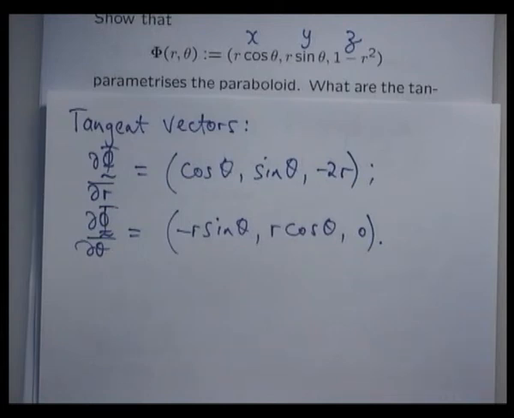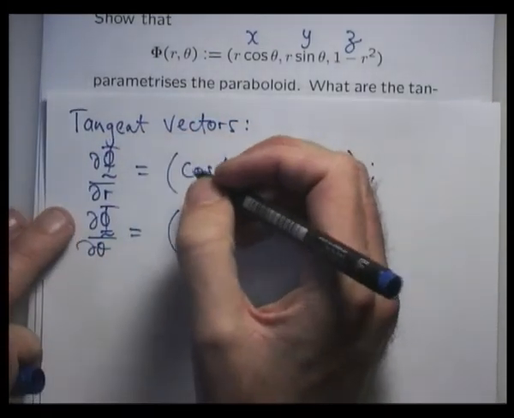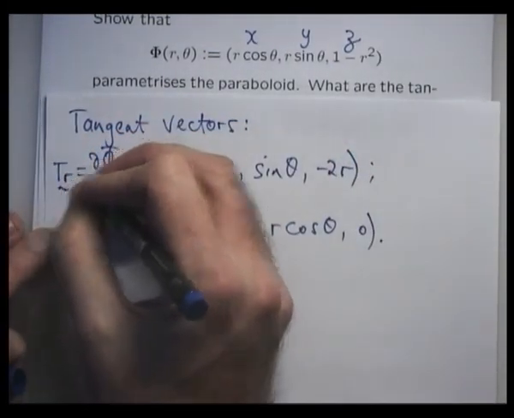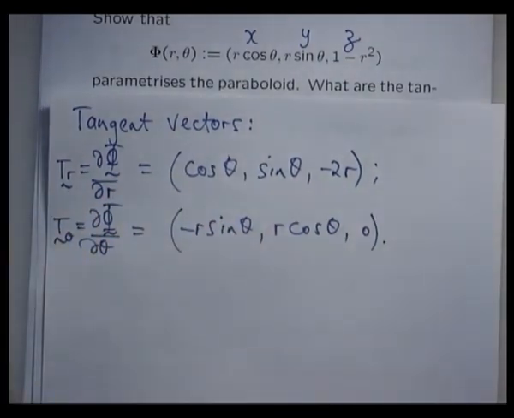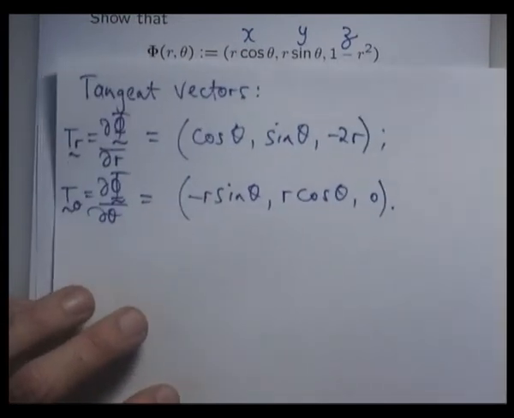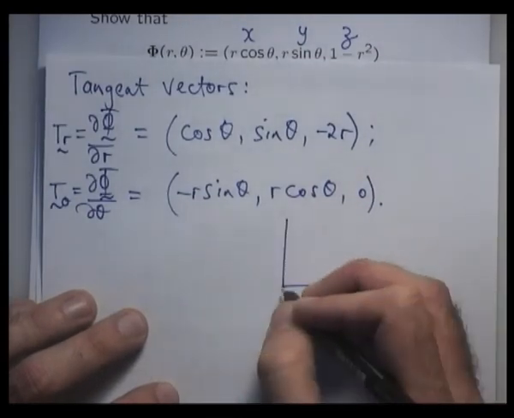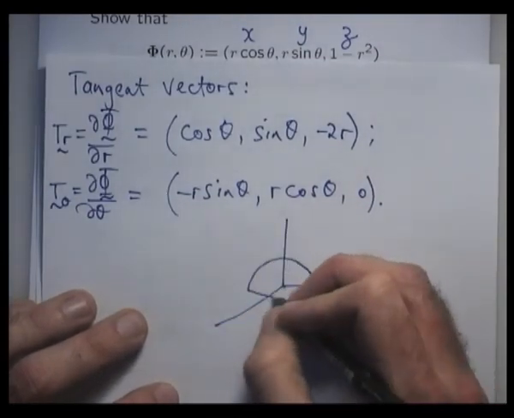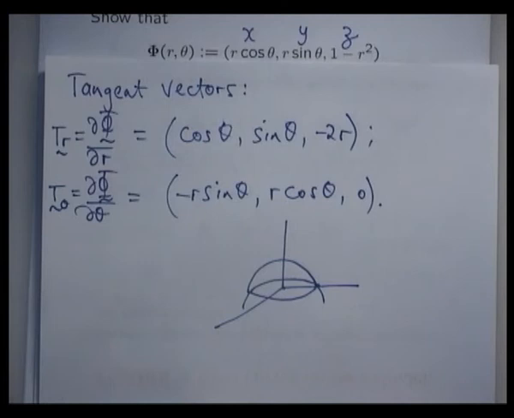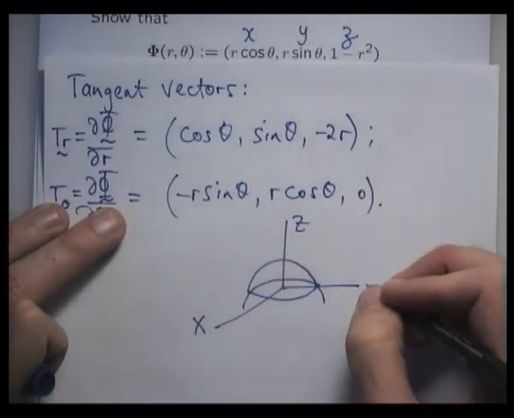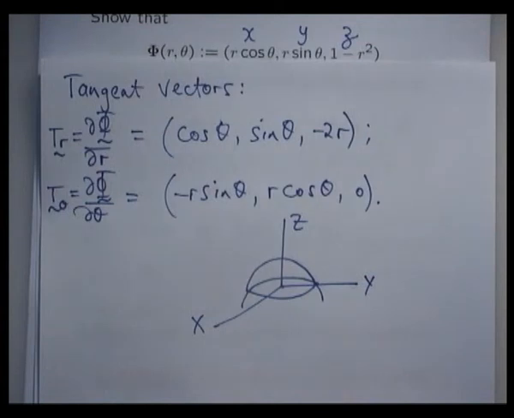Now, if we wanted to produce a normal vector, we would just, of course, cross these two things together. Okay? So let's just take a quick look at what's going on here. I've really just drawn in the top part of the paraboloid, the part of the paraboloid that stays above the xy plane.